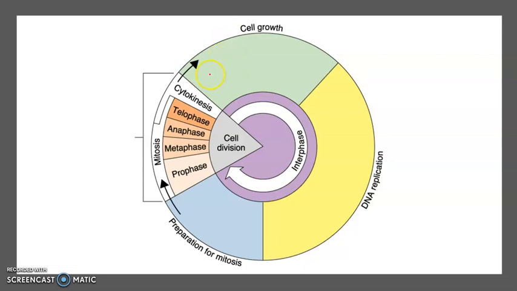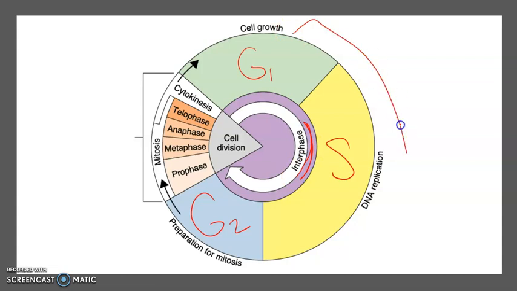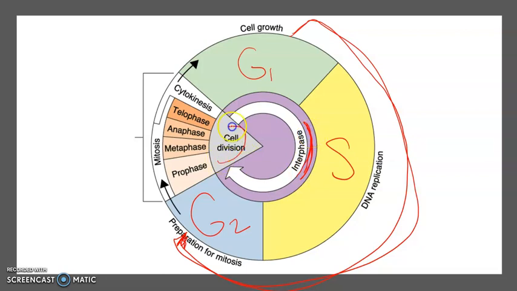So here, this is our G1. This is our S. This is our G2. Notice this term here, interphase. All of these 3 phases here, our G1, our S, and our G2, this is all part of interphase. Inter meaning between, and that's between cell divisions. So the time in between cell divisions is called interphase.